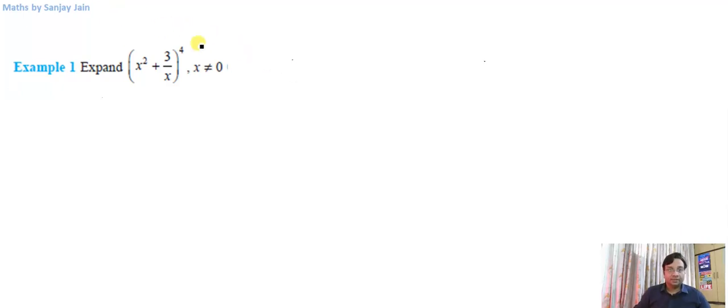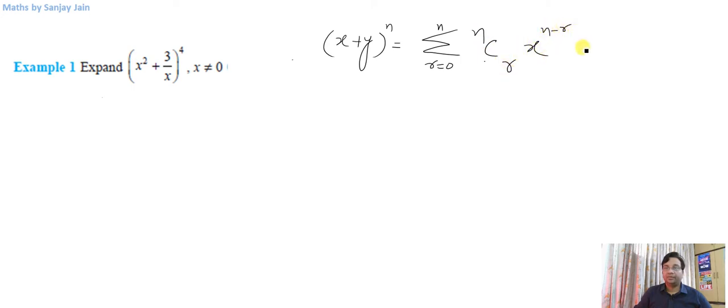So let us start these questions. This is an elementary question where we just need to expand this using the binomial theorem. So either you can start writing the theorem directly, or first of all you can indicate the formula that (x + y)^n is equal to sigma r goes from 0 to n, nCr x^(n-r) y^r.